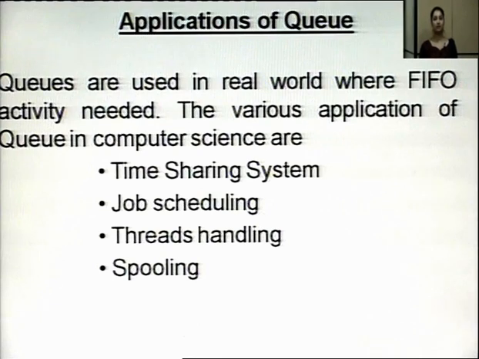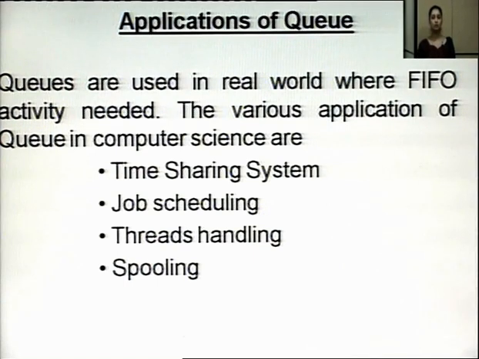Next one is spooling. In the case of a printer or any device where a large number of inputs are there, I make a queue of them so they can be processed in a particular sequence, one after another. In a printer, if there are five different print statements, it processes them one after another. The first one is processed, then the second, then the third, and so on. These are some examples of the queue.